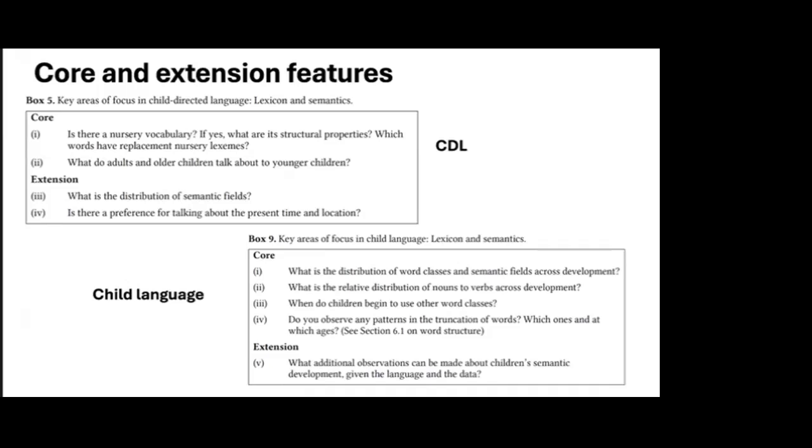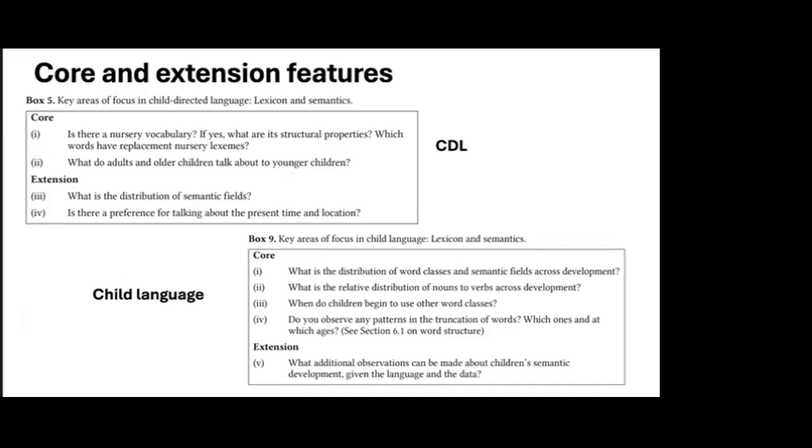In child language, we've said: what is the distribution of word classes and semantic fields across development? So you already see the connection to child-directed language. In the Inuktitut sketch, Shanley Allen and Lee looked at the distribution of word classes as well, which we'll come to later on. Secondly, what's the relative distribution of nouns to verbs across development, which they looked at, and when do children begin to use other word classes?